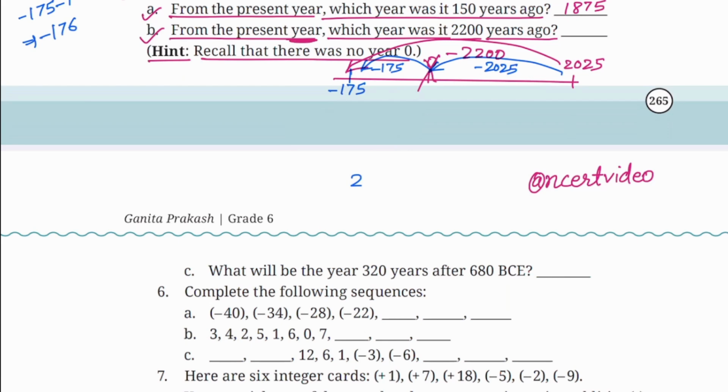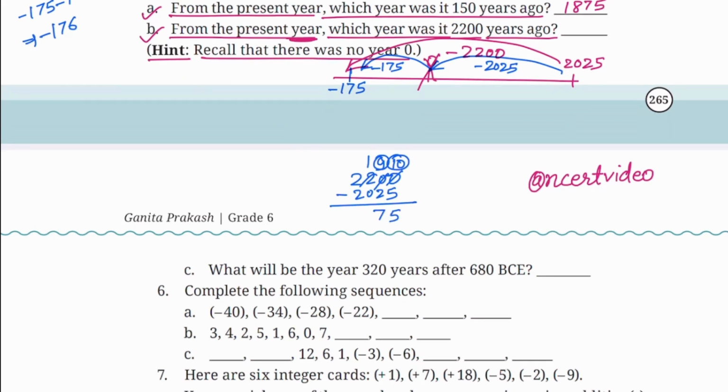Another way of doing that is 2200 minus 2025. You will get 175, that will be in negative, and you have to subtract 1. The answer will be minus 176 CE. Since there is no year in negative, you have to write it as 176 BCE.